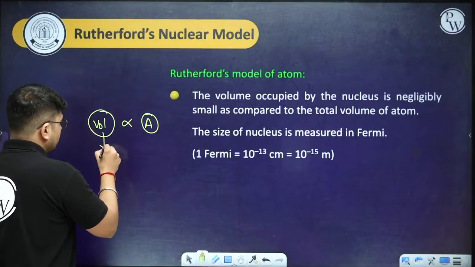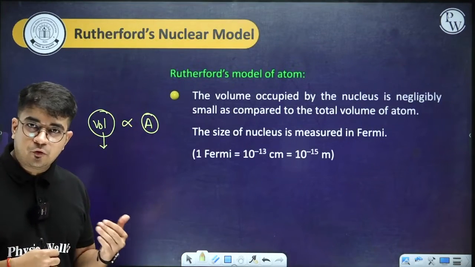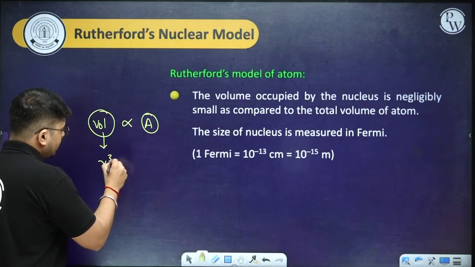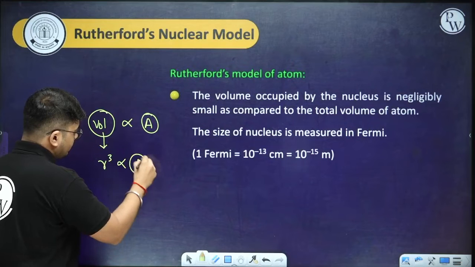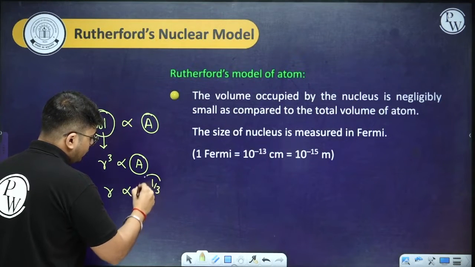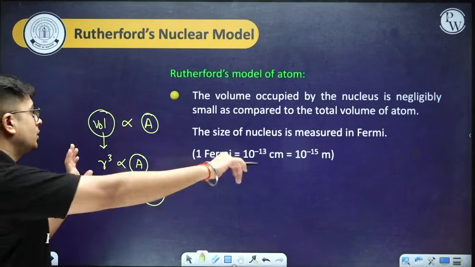From this particular part, we are considering the atom as a sphere, so definitely the volume will be 4/3 πr³. From that, you can say that r³ is directly proportional to the mass number, and r will be directly proportional to A raised to the power 1/3. That was the basic analysis related to Rutherford's nuclear model.